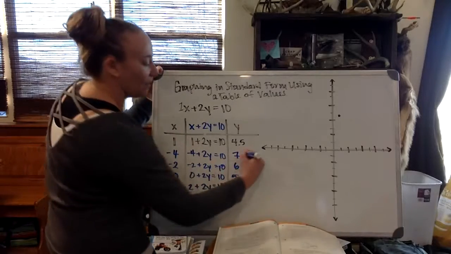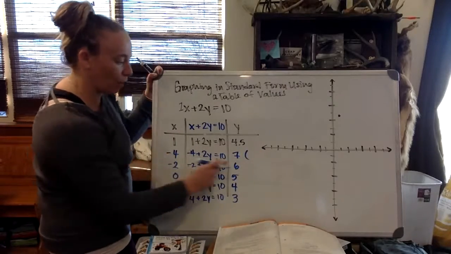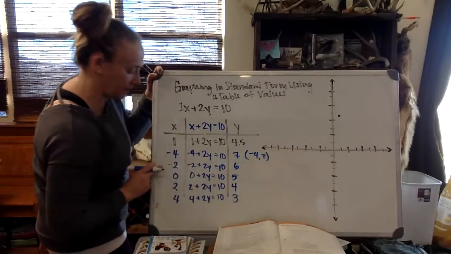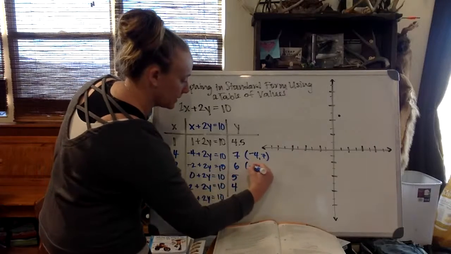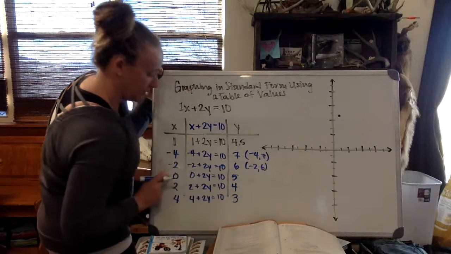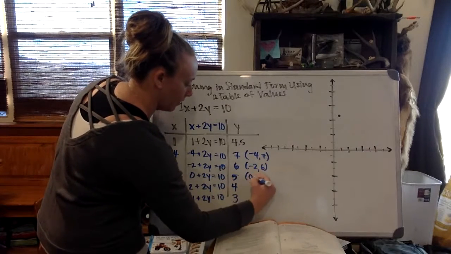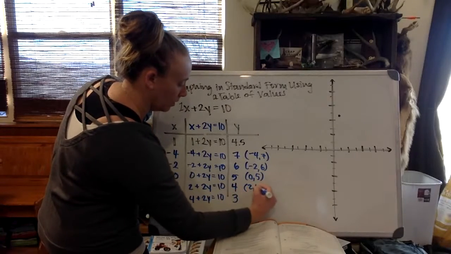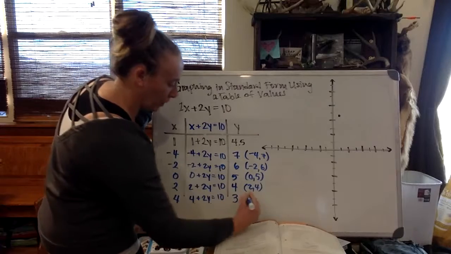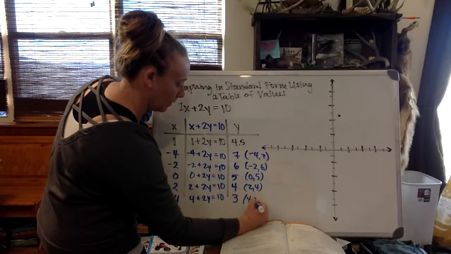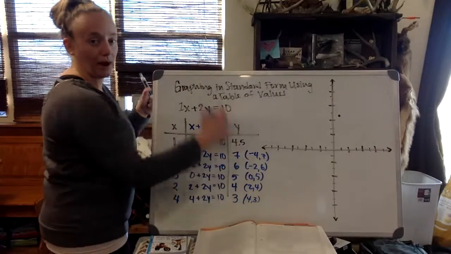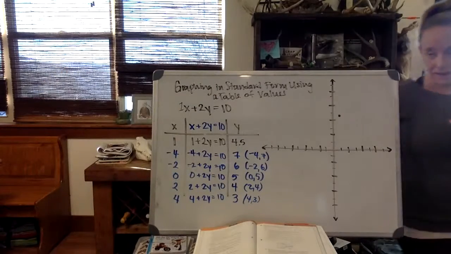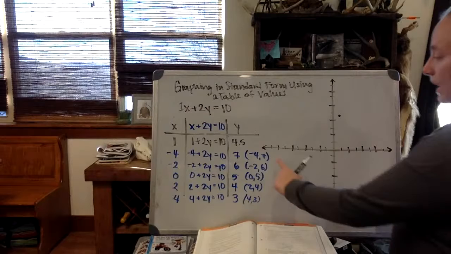So now I have these coordinate points. I have -4, 7. I have -2, 6. 0, 5, 2, 4, and 4, 3, that I can now graph and plot onto this graph over here. So now I'm going to do that, and I should be well on my way.